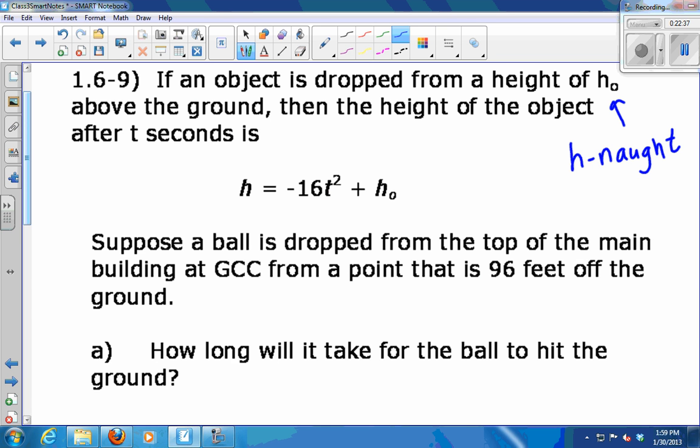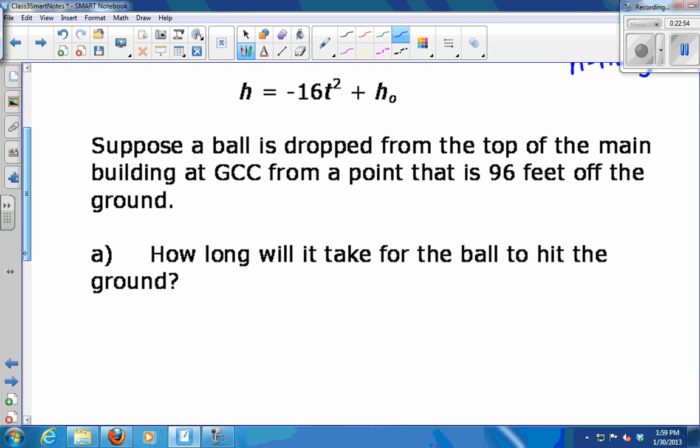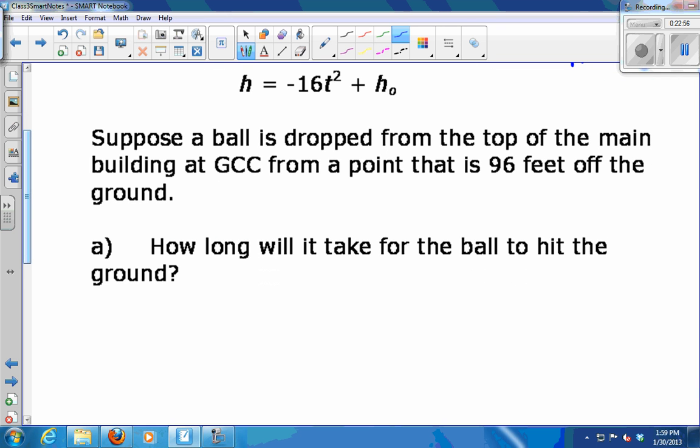Then the height of the object after t seconds is given by this formula. The negative 16t squared, this formula comes from things that we know about physics and the acceleration of gravity. So this is the formula for the height of the ball after you drop it. How long will it take for the ball to hit the ground if we drop it from 96 feet off the ground to the top of this building?